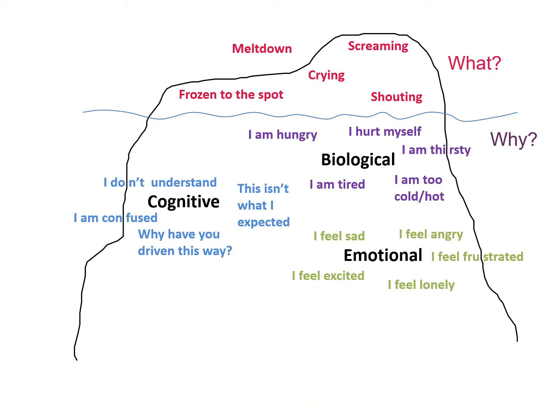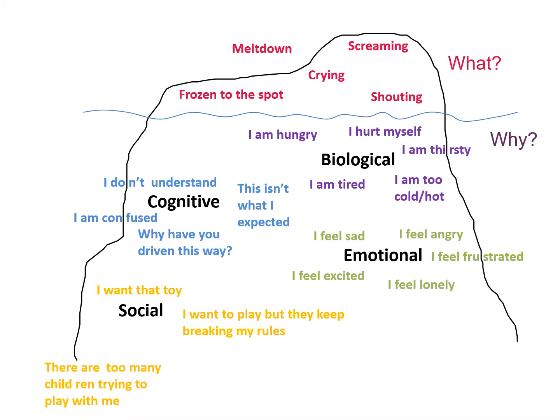Then you can also consider with your child, are there any social needs that they might be trying to express? So they might be trying to say, I want that toy, I want to play, but they keep breaking my rules. For instance, if they're in nursery or school, there are too many children trying to play with me.